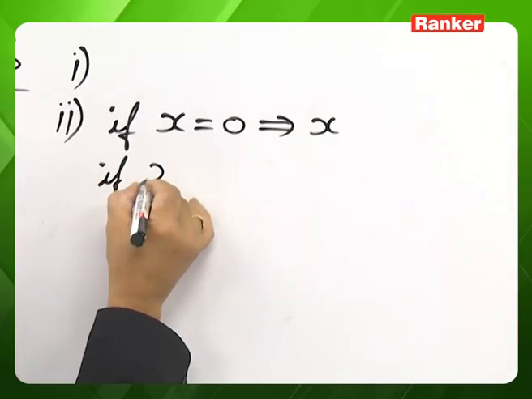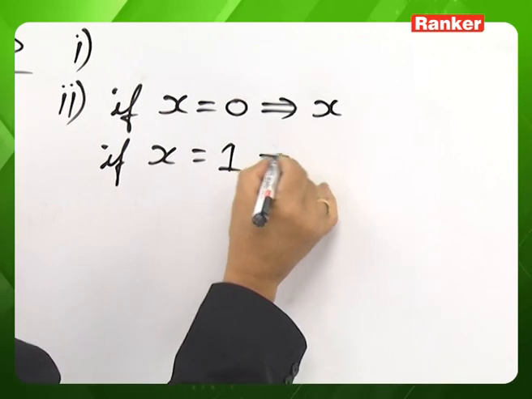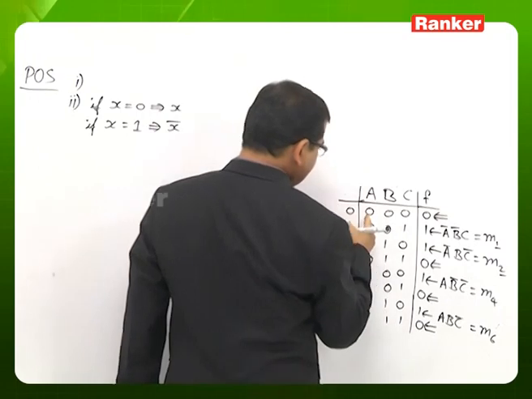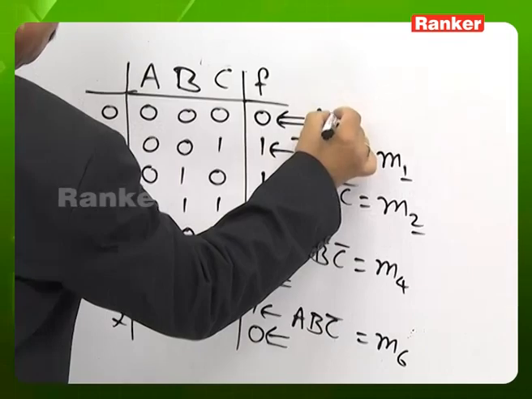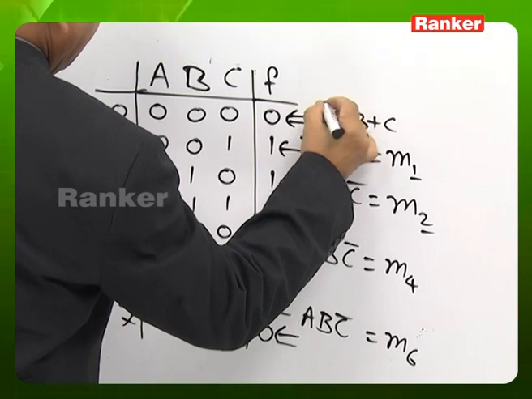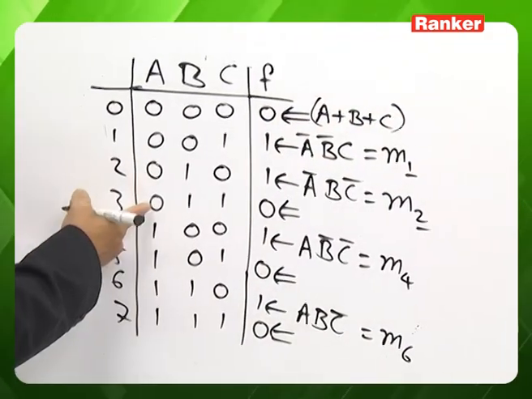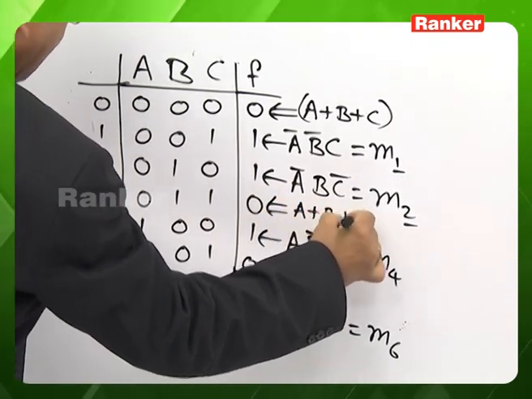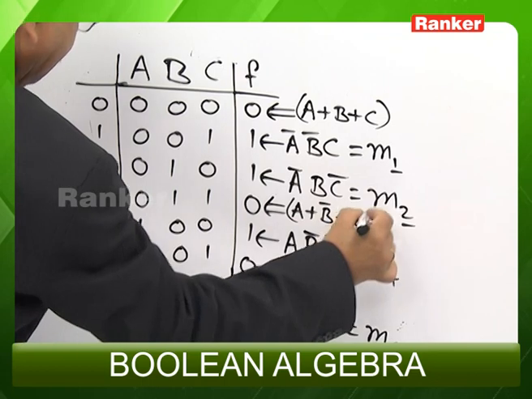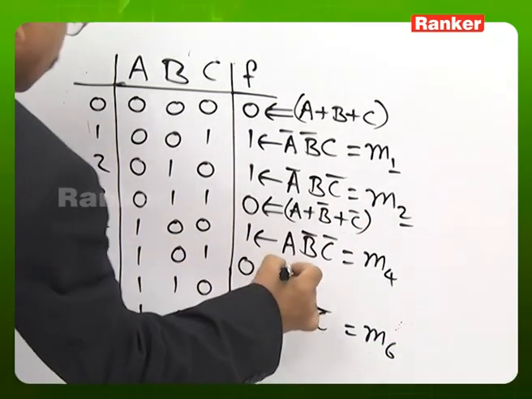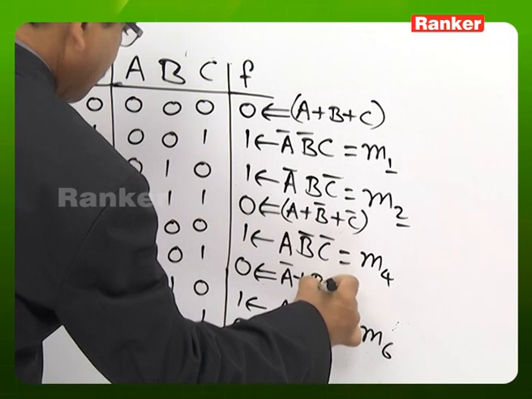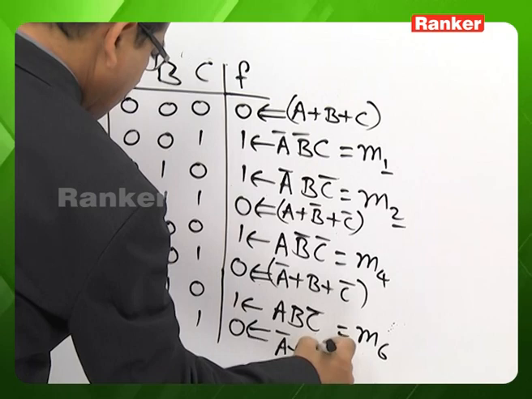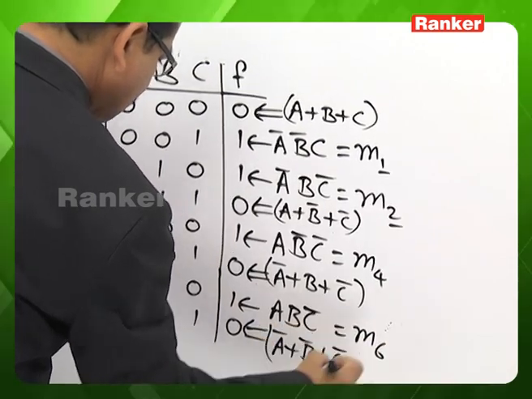If the variable has the value 1, it must be present in the sum term in complemented form. Using this rule, where a, b and c are all 0, the sum term is a or b or c. Coming to this combination, a is 0, and b and c are 1, so b and c are written complemented. Here it is a or b complement or c complement. Here it is a complement or b or c complement. Here it is a complement or b complement or c complement.